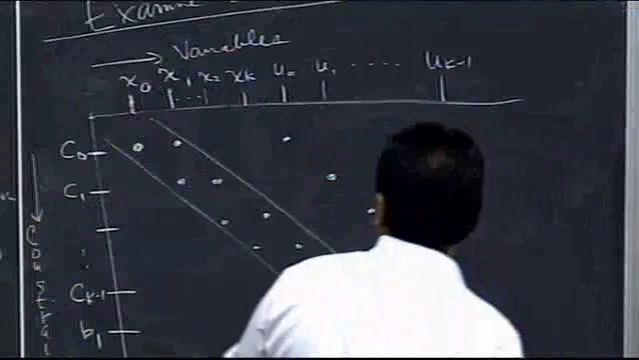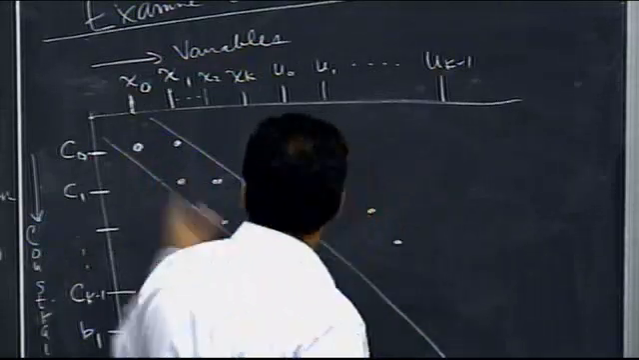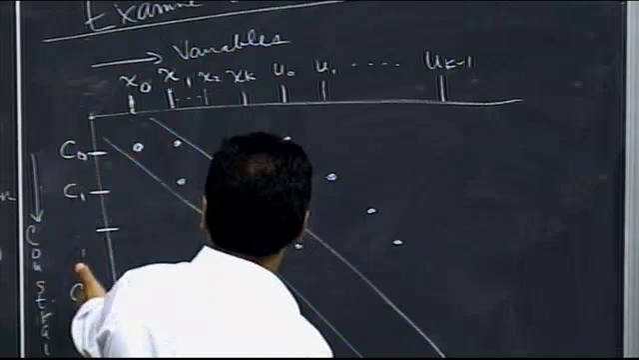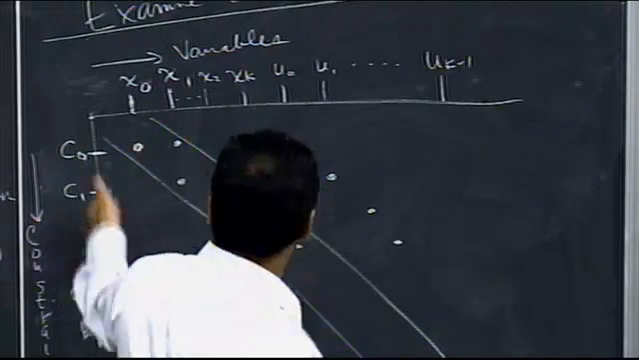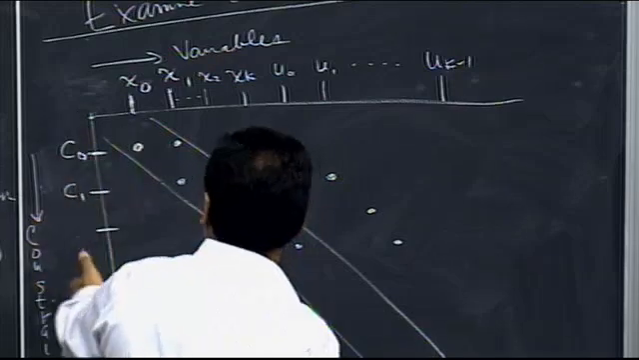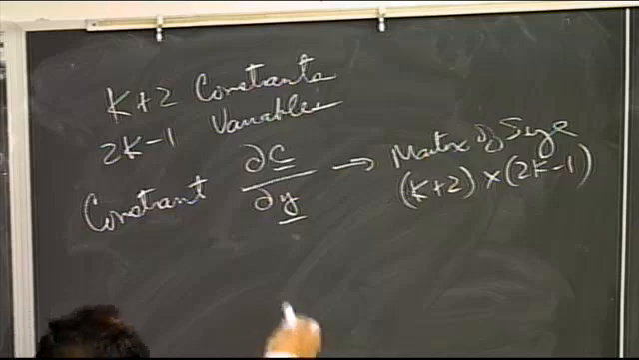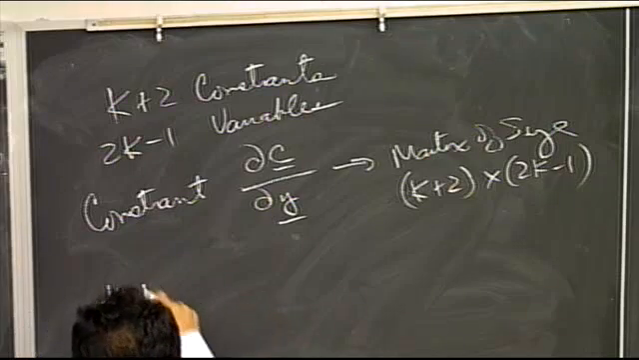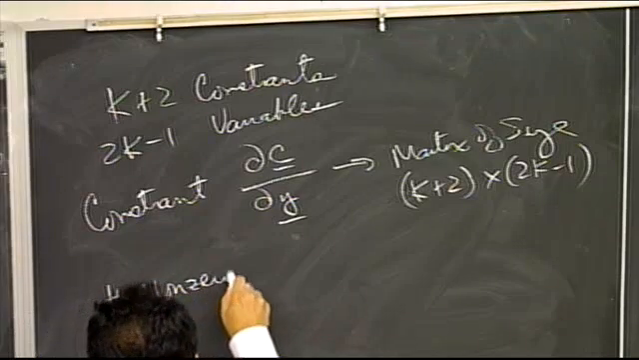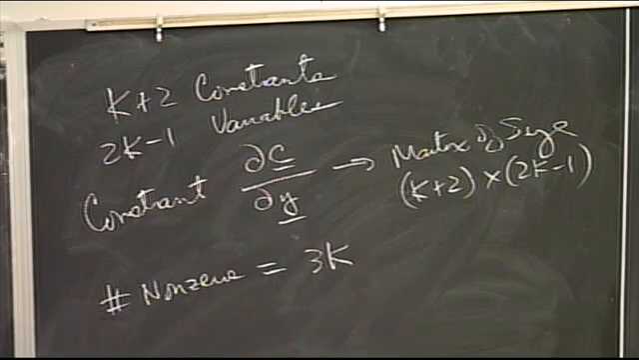But how many non-zeros are in this Jacobian? You can actually count them up. There are 3 non-zeros in each one of these, right? And how many of them do I have? Just do the C's. I've got k of them, so k times 3. So I've got 3k. Let's write out the number of non-zeros: it is equal to 3k. That gives me all of the differential equation constraints.